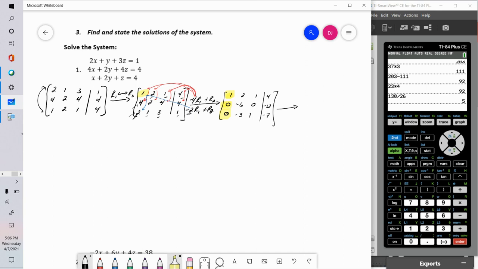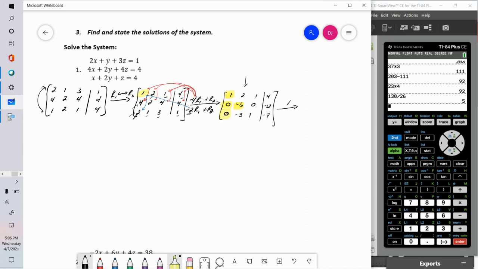So now I'm going to be looking at the second column. The first thing I'm going to do is get the 1. Don't get the zeros first. Don't work top down. You get the 1 first. The element that needs to become a 1 is this negative 6 here. To get 1s, you multiply. To get zeros, you add.